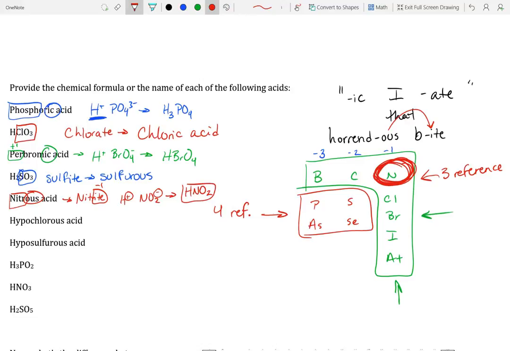Let me go box in the answer. Okay, so let's see, what color is next? Green. All right, so let me go and erase all this.